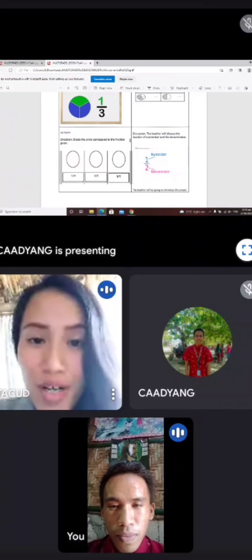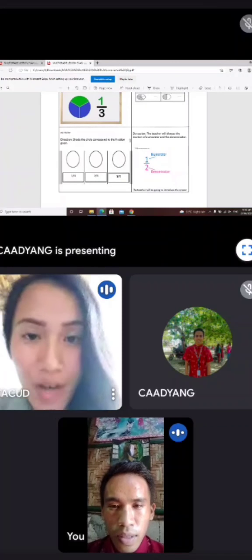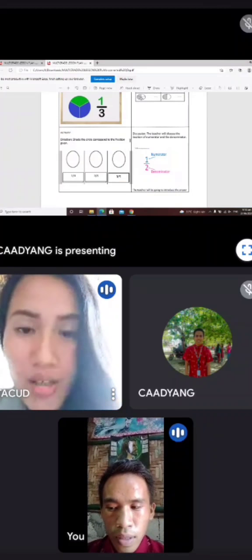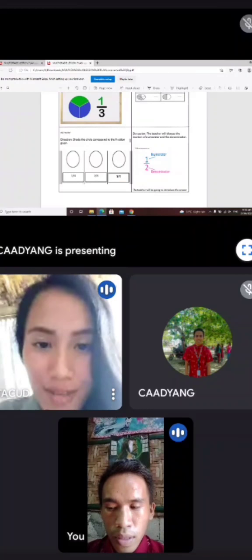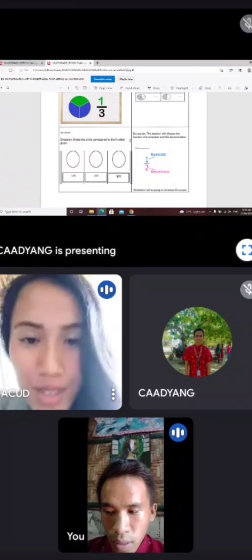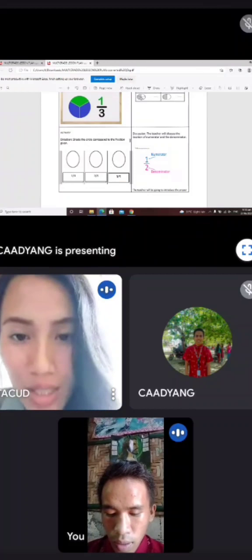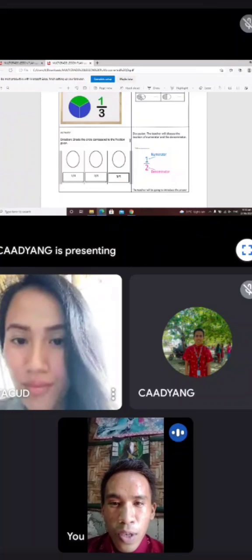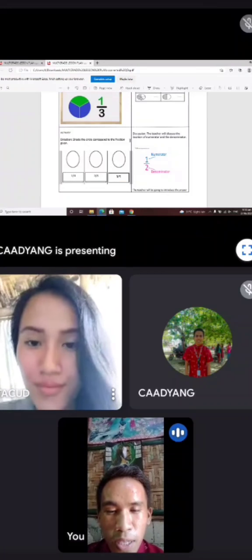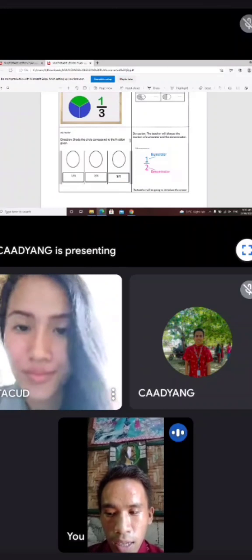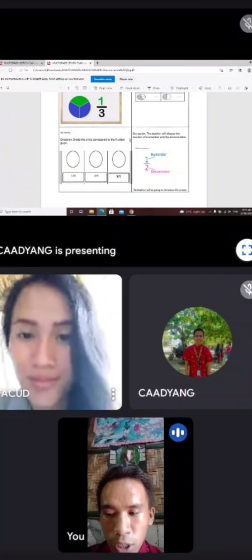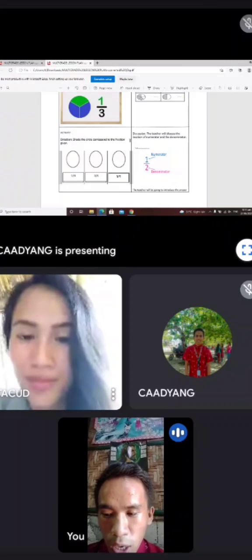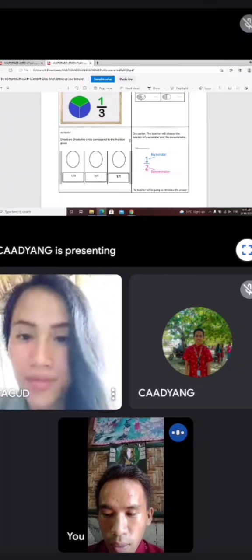So for the first activity in grade 2, they are going to shade the circle that corresponds to the fractions given. Like for the first picture, it's 1/4, and the second picture, 2/3, and the last picture is 3/5. So while the grade 2 pupils are answering the activity, the teacher will discuss with the grade 3 pupils the location of numerator and denominator. The numerator is on the top and the denominator is below.